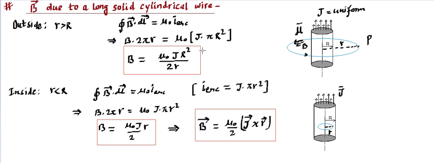And whenever you want, you can replace this J by current, because this J is given by the current that is moving divided by pi r square. So we can replace this J as I upon pi r square in all the expressions. So we can find this expression in terms of current. Okay, so that's what it is.